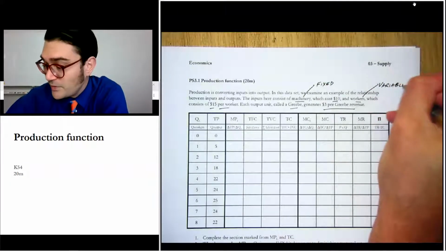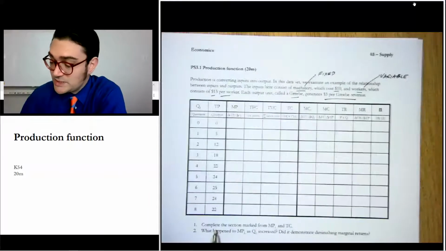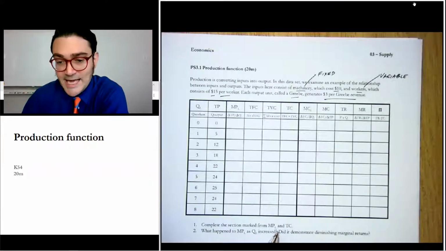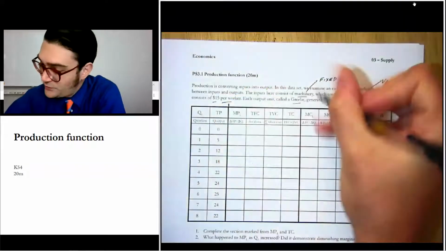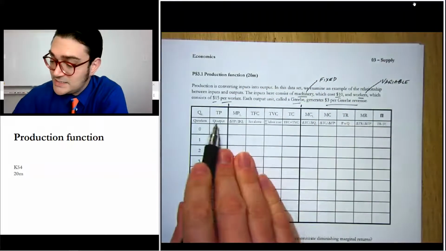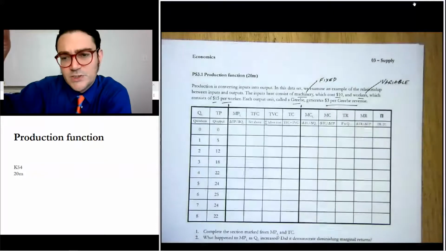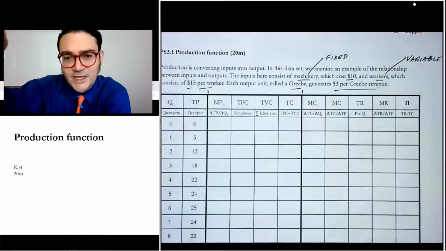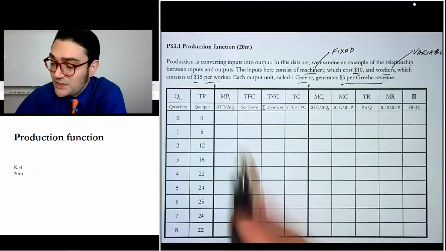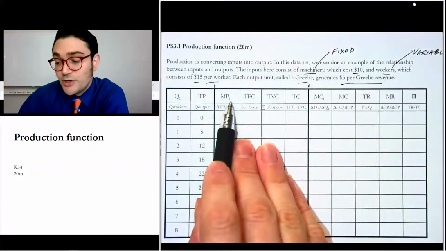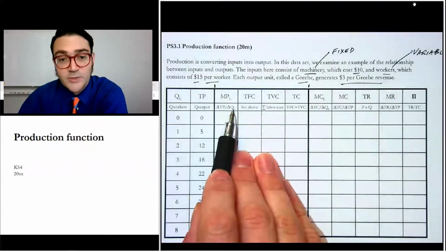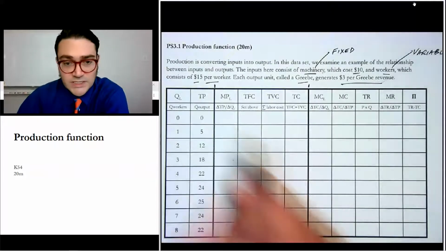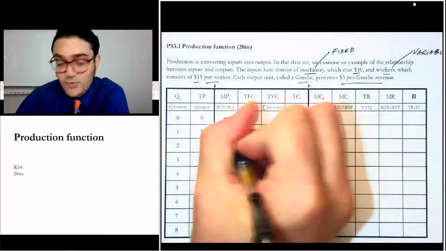Now, the first question says complete the section marked from MPL to TC. So we're going to go from here over to here. In fact, it tells you how to calculate these. Marginal product of labor is the change in total product divided by the change in the quantity of labor. So we're not going to have one for the 0th unit, and we did that in the previous lecture.